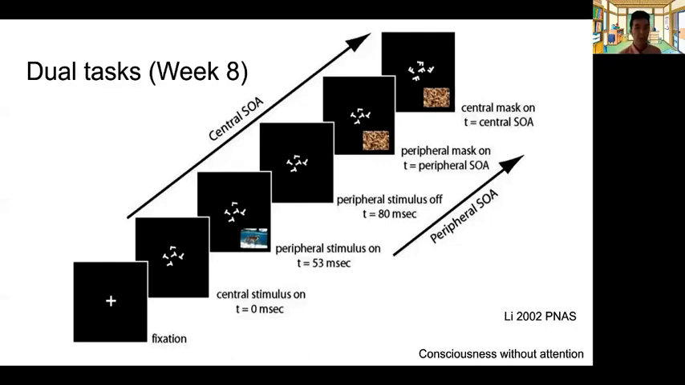So just to recap, in a dual task situation, we present some stimulus. First, it starts with a fixation, and then we ask people to perform very demanding tasks such as the letter task here.